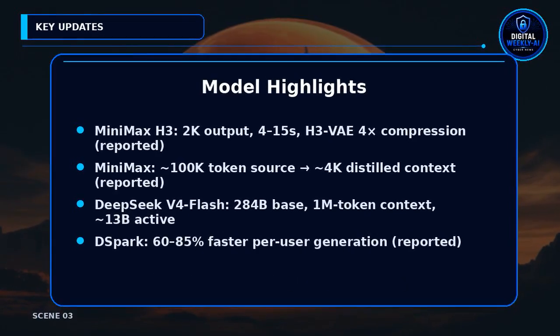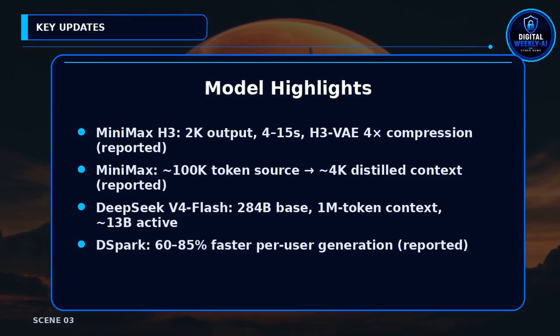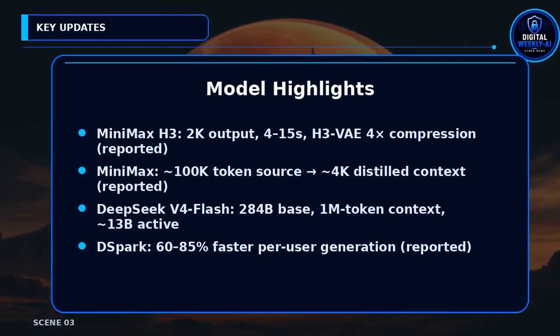MiniMax H3's key claims are unified omnimodal context, an H3-VAE tokenizer with a 4x effective sequence length gain, and in-context regeneration for fine detail. MiniMax reports about a 30% training throughput improvement from the H3 Omni Transformer. Typical source material requires about 100,000 tokens, distilled to around 4,000 tokens on average.